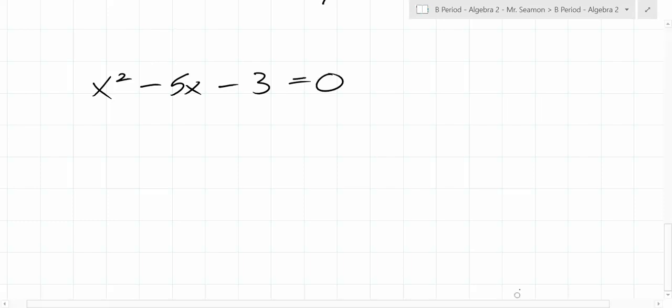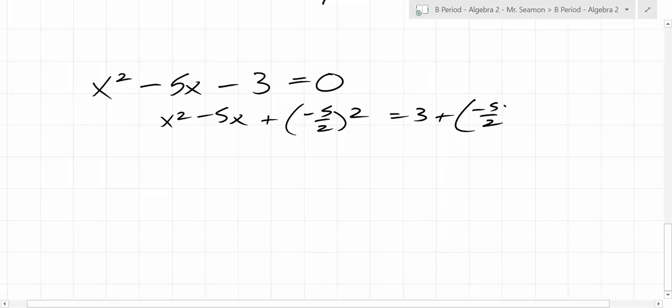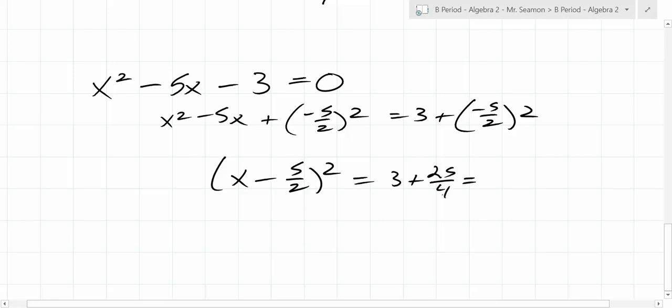Do that for me. Move the 3 over the other side. Yeah, that sounds good. And then after you've moved the 3 over, you need to add the same thing to both sides. What am I going to add to both sides? Negative 5 over 2 squared. Because what does that then factor into? X minus 5 over 2 squared equals 3 plus 25 over 4. How many fourths are in 3? 12. So it's 37 over 4.